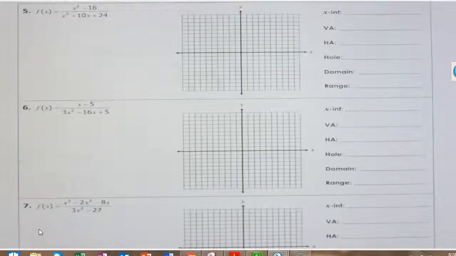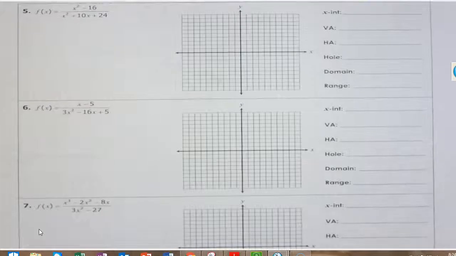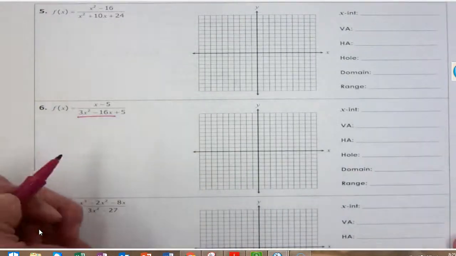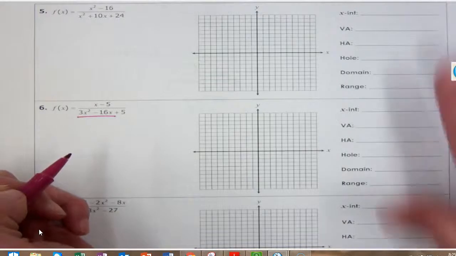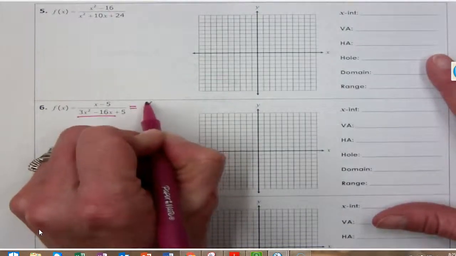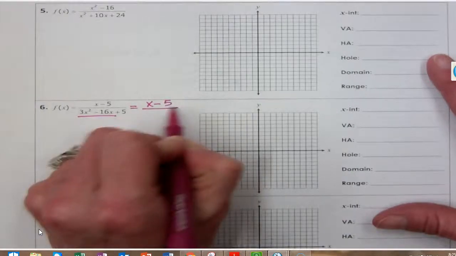Alright guys, we're going to do number 6. So, before we do anything, we're going to go ahead and factor. We're going to factor this first. So we're going to factor this problem. We've got x minus 5 over.